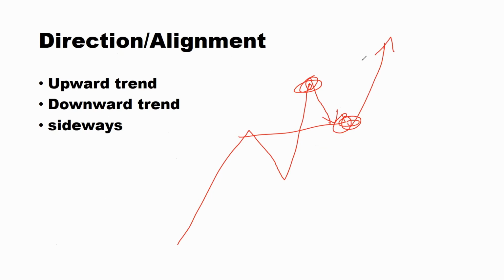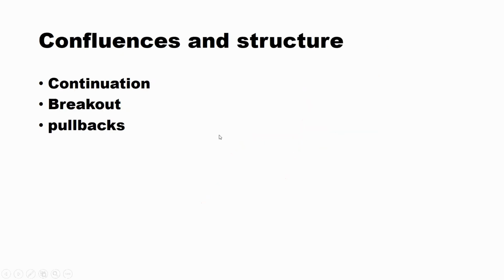Now, the next thing that you have to take into consideration, this is the first one. The second one is we have to look at confluences or structures. This is what I just explained after identifying direction, whether you're trading upwards or downwards. What do you want to trade? Is there a continuation that you're waiting for?